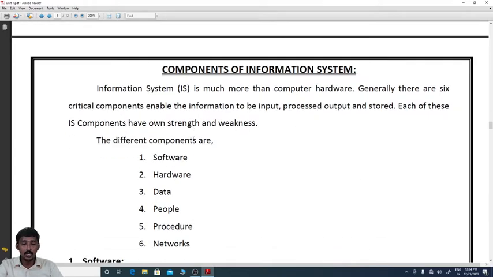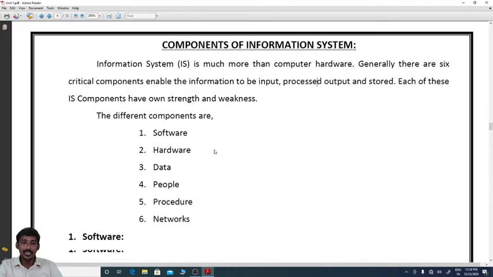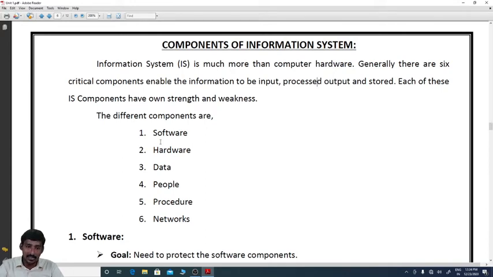Each and every component has its own weakness as well as strength. The different components are software, hardware, data, people, network, and procedures. I will repeat once again: there are 6 major components of an information system. It is created by software, hardware, data, people, procedures, and networks.